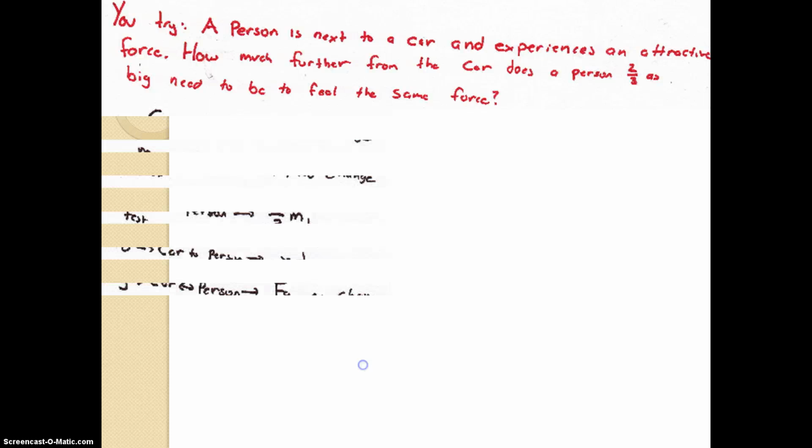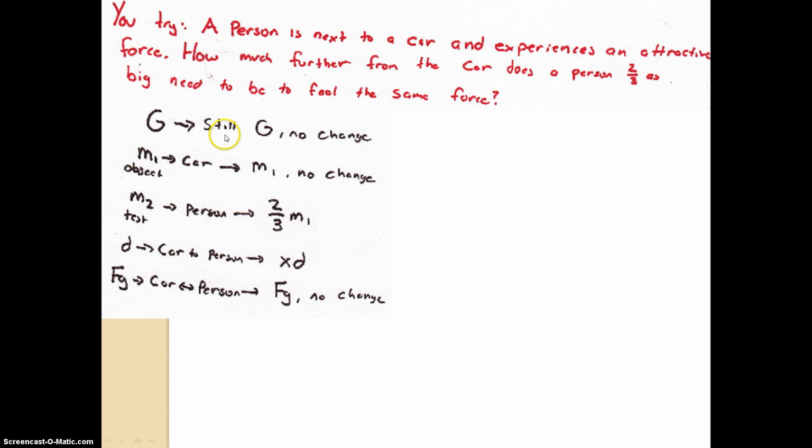I'm done waiting. Big G, still big G, there's no change. M1 is the object, which is the car that's making the field. It's still the same car, so it's M1, there's no change. M2 is a test, the person nearby. The person is 2/3 the mass of the original person. How much further? We're trying to find distance. Distance is the car to the person. It's now XD. And to feel the same force, that means FG, the car-to-person force, is still the same.